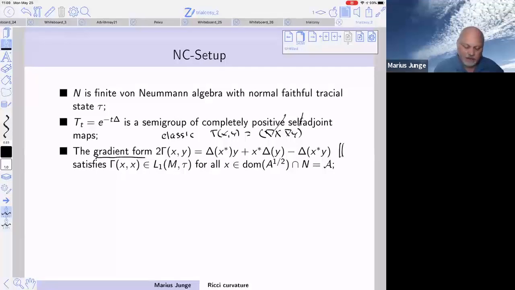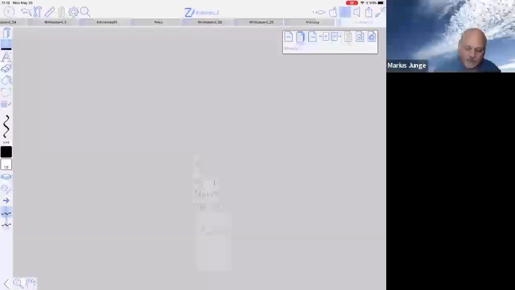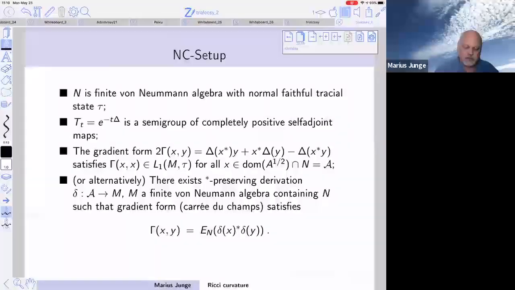This is defined for more elements than it looks like, right? So this delta of x star y is a little bit problematic. It is defined for x in the domain of the generator, delta to the 1/2, intersection with the algebra. For those it's well defined. There's a lot of work of Sauvageau, Cipriani, who understood why this is working. And in fact, the key important thing which we have to understand is that we have this gradient form, or alternatively, we have a derivation.